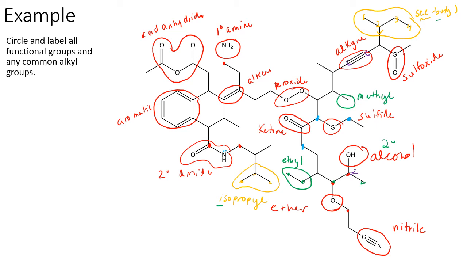But really the isopropyl and the sec-butyl are more or less the common alkyl groups. Not that methyl and ethyl aren't, but we just use them all the time. So you really want to practice doing this and practice your naming and your spelling and being able to pick these out and identify them.